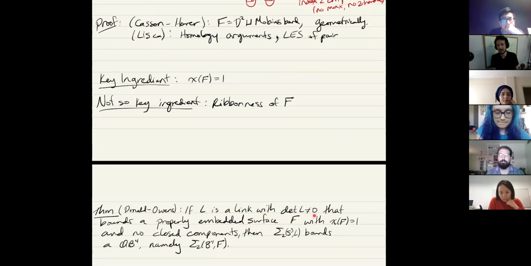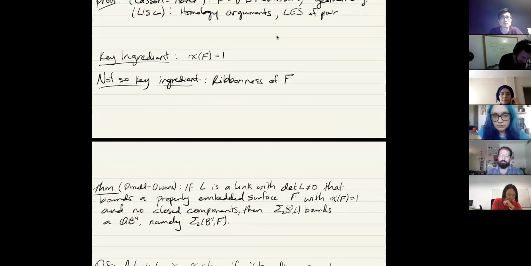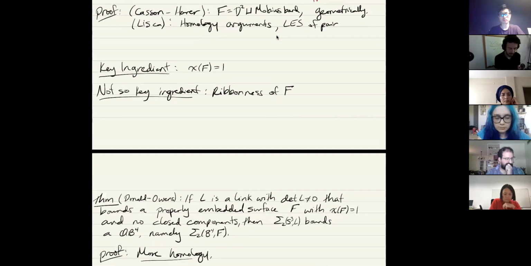I have a link with non-zero determinant. I bound this surface with Euler characteristic 1 in the 4-ball. You take the double branch cover over that surface, you get a rational ball. The proof is also just homology arguments, but it's a lot more involved. You have to bring in other kinds of long exact sequences to prove it. So just more homology. I'm not going to say anything else about that though. This theorem was due to Donald and Owens in a paper from maybe less than 10 years ago.